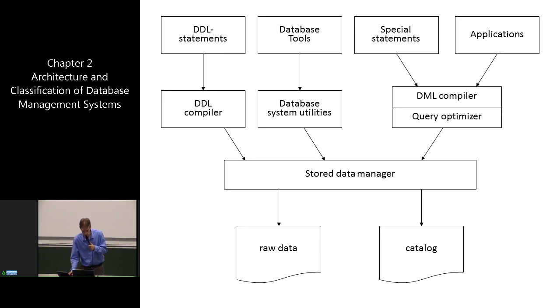All these components will interact with the stored data manager. The stored data manager is basically an interface to the operating system and will help you in retrieving the stored data. And that could be various types of data. That could just be the raw data, the database data, but it could also be the metadata, the data which is stored in the catalog. So here we're talking about data definitions, data constraints, and all kinds of data structures which have been defined during the database design step.